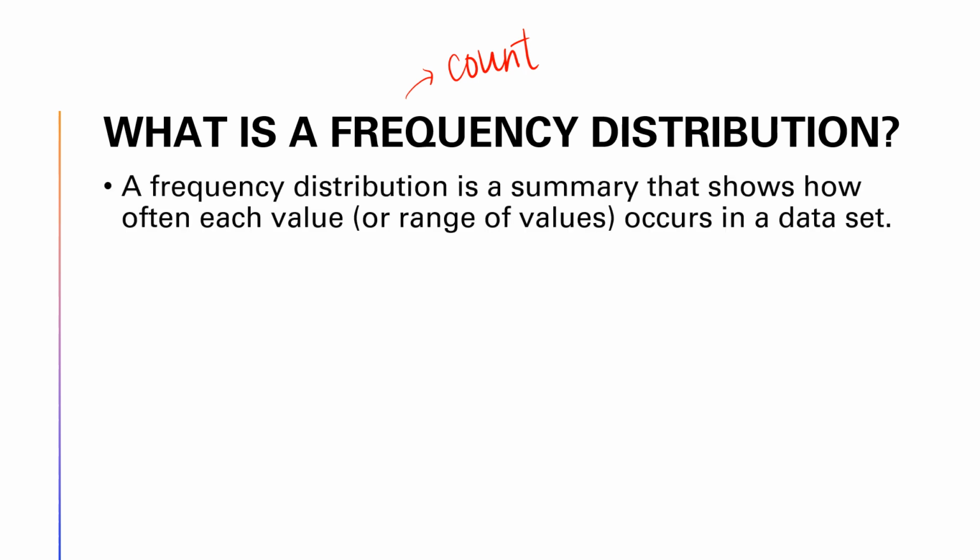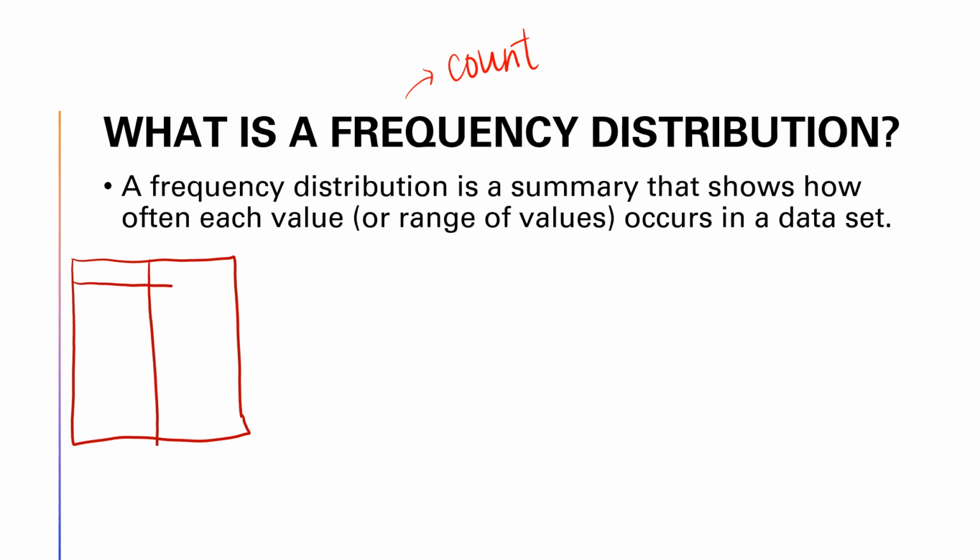Here's the formal definition. It says a frequency distribution is a summary that shows how often each value or range of values occurs in a data set. Why are we saying value or range of values? Well, that's because depending on what your data set looks like, you might construct a frequency distribution slightly differently. So frequency distributions are always going to look like tables.